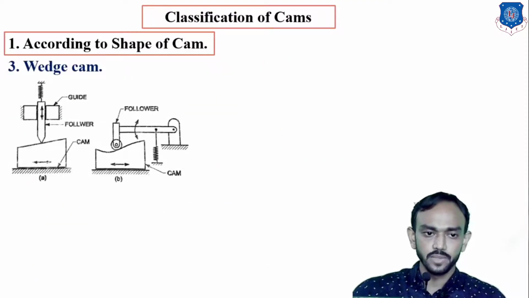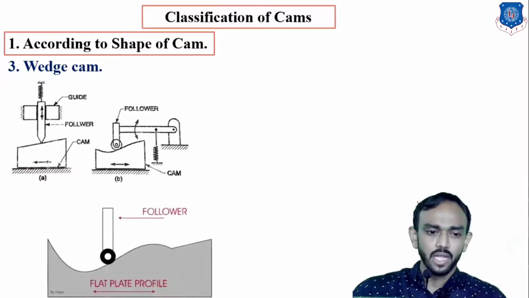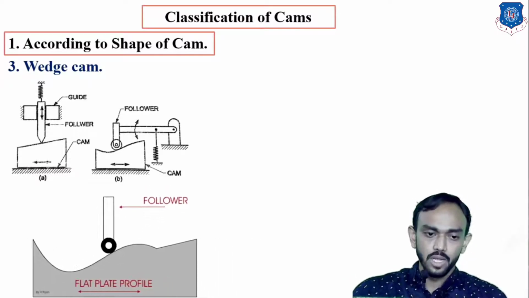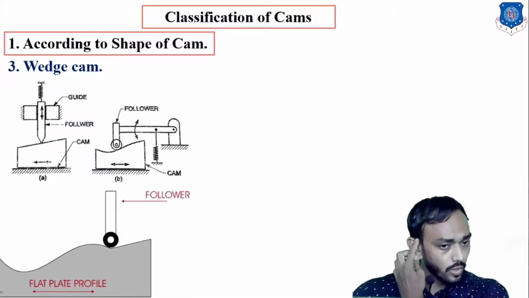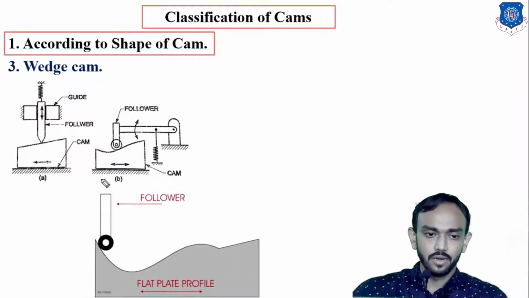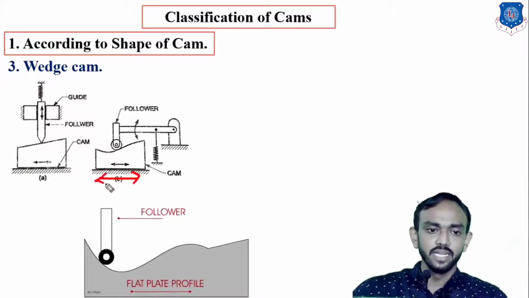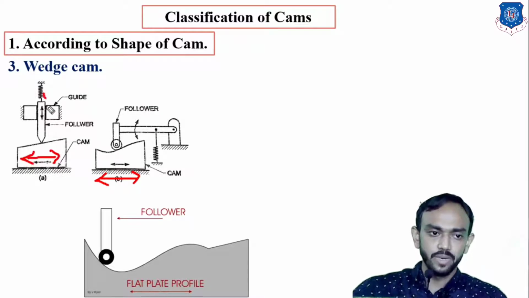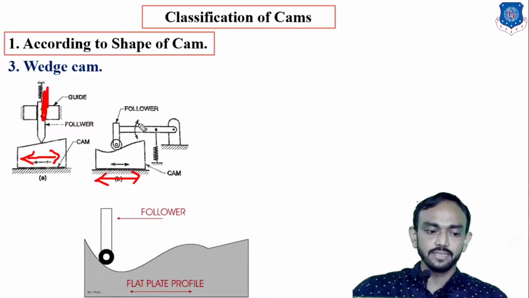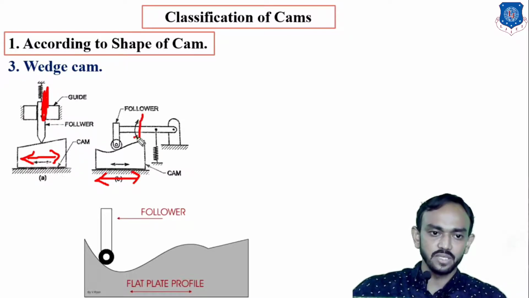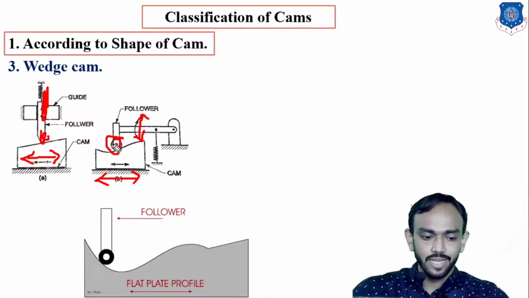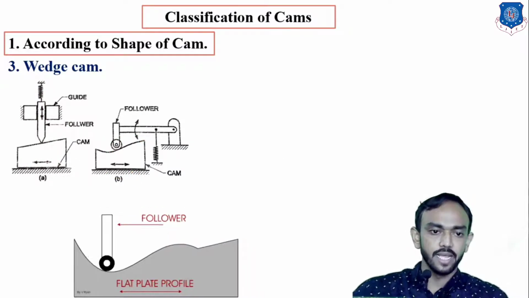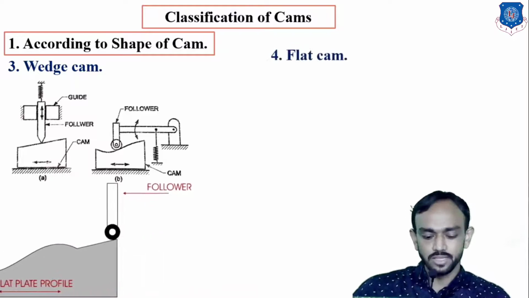According to shape, there is a wedge cam. This has a flat surface or curved surface, and the follower moves on it. But in this you can see that there is no rotary motion. Here a reciprocating motion is transmitted into reciprocation. You can see a reciprocating motion is transmitted into reciprocation, and in this case reciprocation is transmitted into oscillation. In this also a knife edge or roller can be used. So this is the wedge cam.